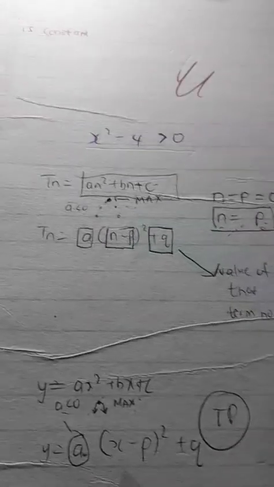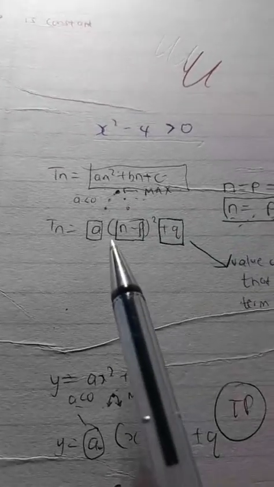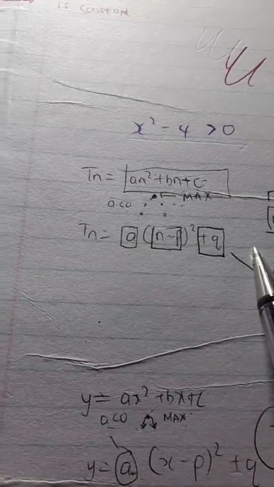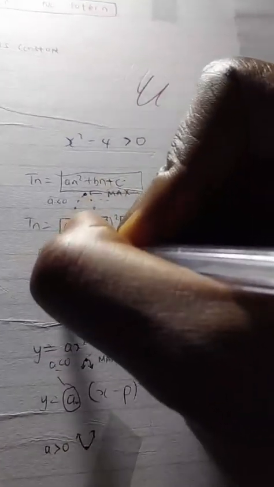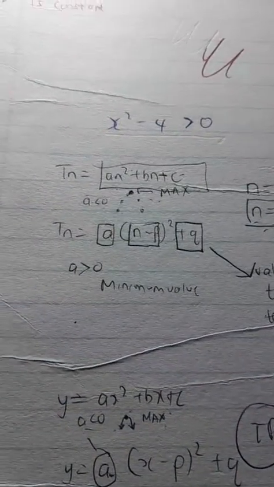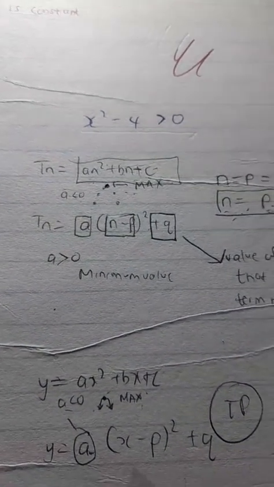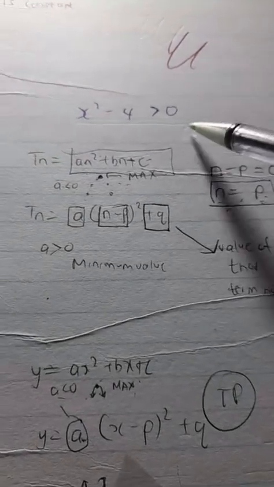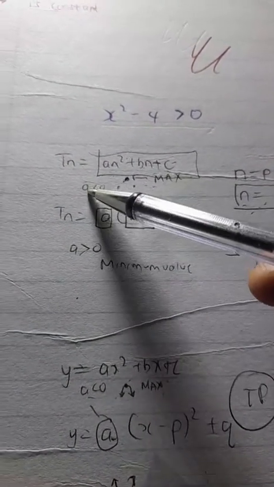I hope that makes sense. Whenever you are given the general term of a quadratic sequence in this form, a will tell you: if it's less than 0, you have a maximum value; if a is greater than 0, you have a minimum value. I hope that explains it. The person was asking, sir, can you please explain the quadratic number pattern in this form, this whole thing of maximum and minimum? How do you know if it's a maximum? When a is less than 0. How do you know it's a minimum? When a is greater than 0.